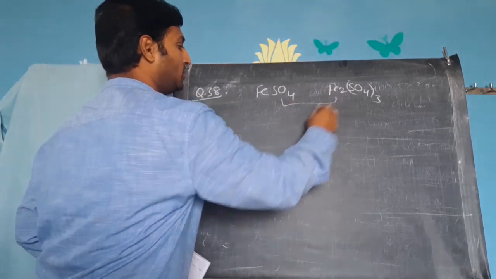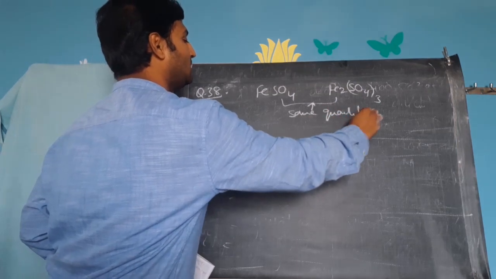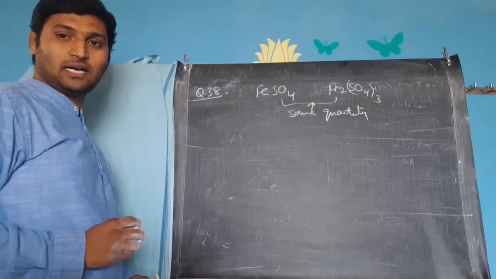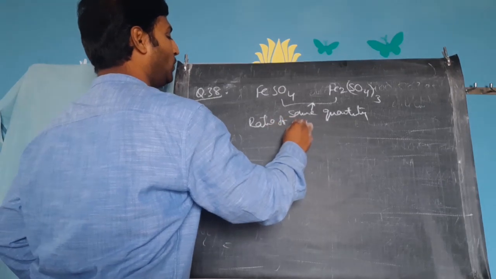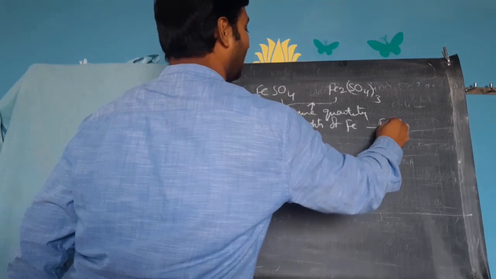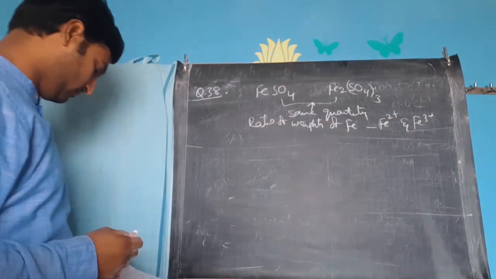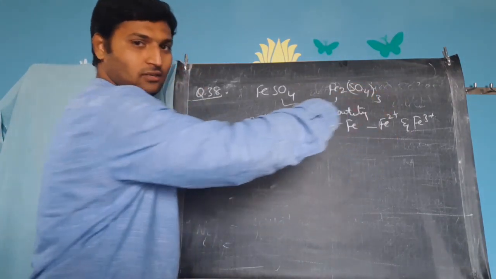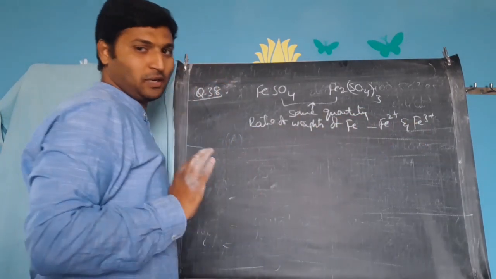To both solutions, the same quantity of electricity is passed. Now he is asking you the ratio of weights of iron deposited at the ferrous solution and the ferric solution respectively.